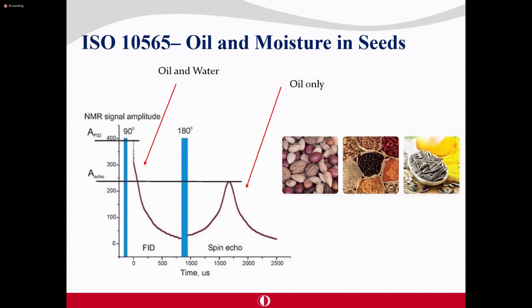For that purpose, we usually use the sequence which we have discussed, the spin echo sequence. So we have a 90-degree pulse, 180-degree pulse, and the signal amplitude that is recorded at the 90-degree pulse gives us water and oil signal, and then the echo signal, which is acquired after 180-degree pulse, gives us the oil signal only. So thus we can easily quantify the oil content of the seed.